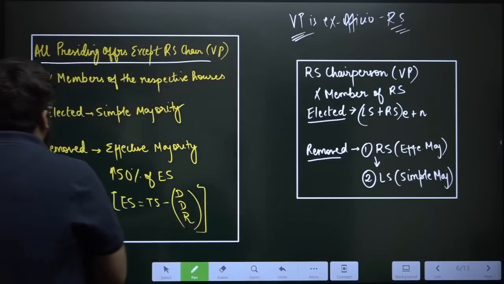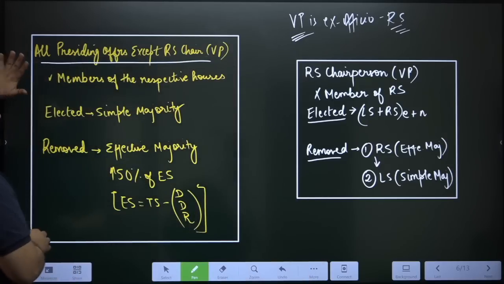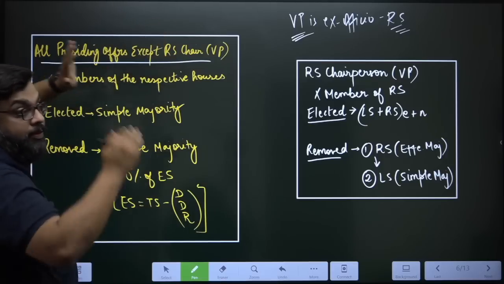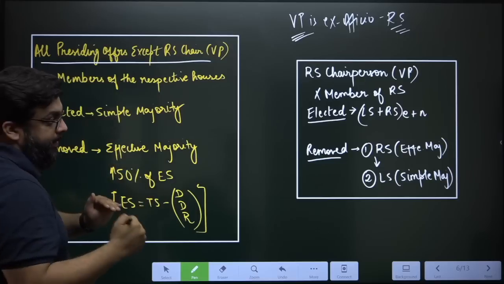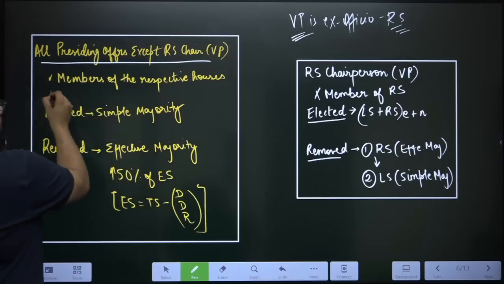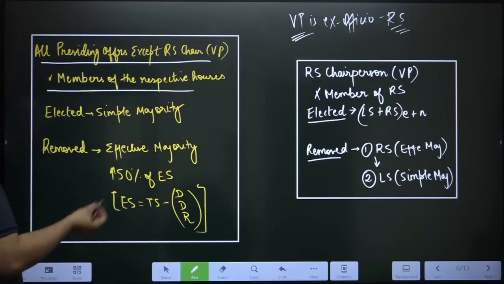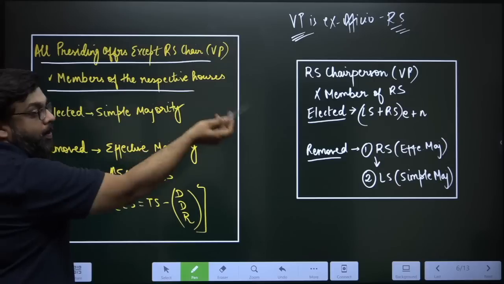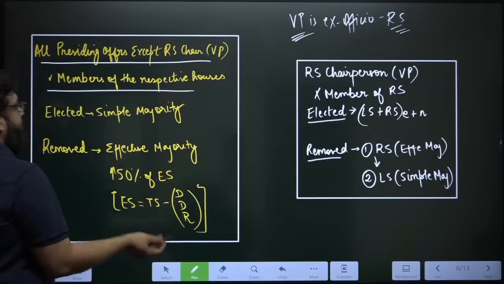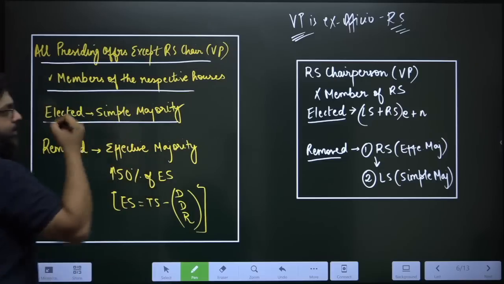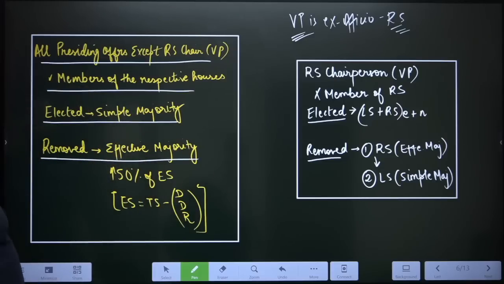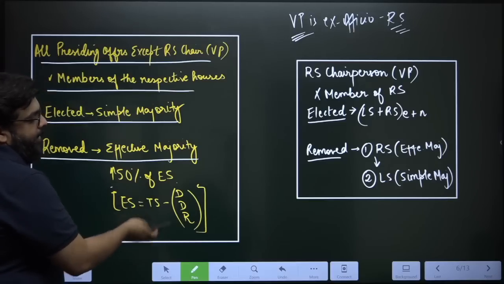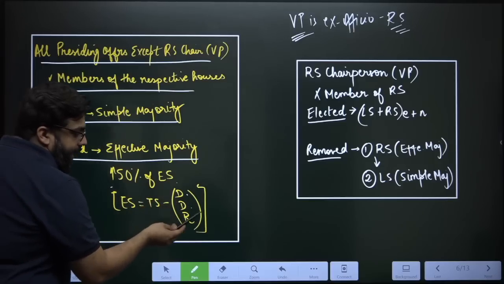Now, all presiding officers, except the Vice President of India, because the Vice President of India is the second citizen of the country right after the President, are all members of the respective houses. If you don't, then you don't have rule number one, the democratic mandate to govern. All of them are elected through a simple majority, and all of them are removed through an effective majority, which is more than 50% of the effective strength. Effective strength is the total strength minus death, disqualified, and resigned.